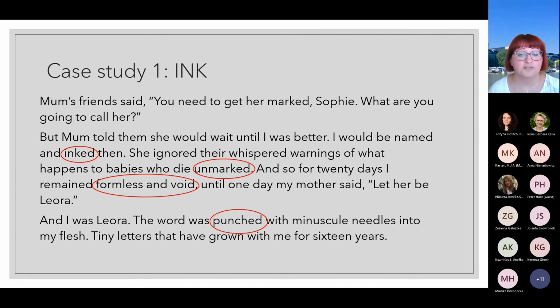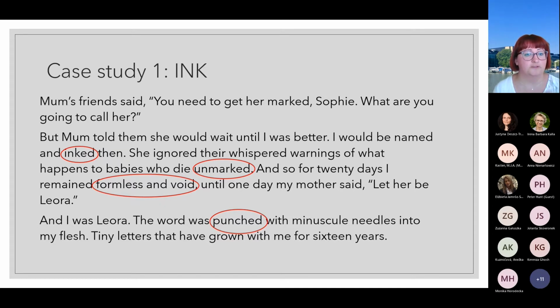And the other thing, notice that there's really pointing to how small this baby is, because you have minuscule needles, not just small, minuscule needles and tiny letters. So you have minuscule and tiny, pointing to how small she was when she had it, and the letters grown with her for 16 years. She's now 16.